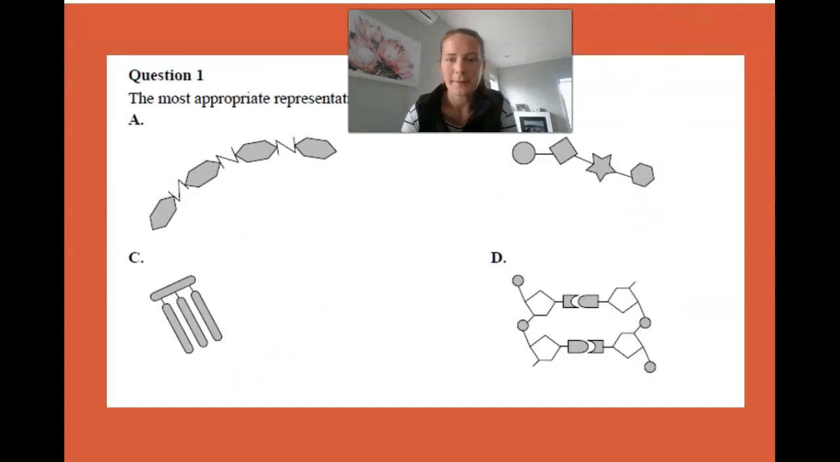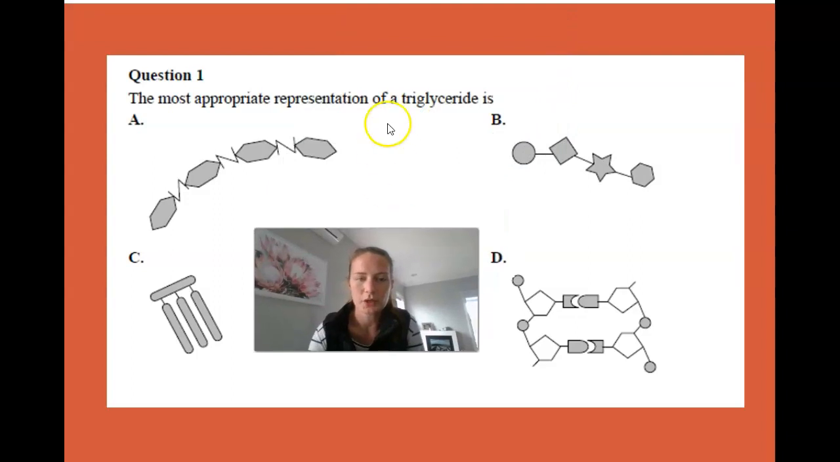So straight off the bat, a quick multiple choice question. This one asks for the most appropriate representation of a triglyceride, but let me rephrase the question: can you just identify all 4 of these? Hit pause, answer, and straight away the triglyceride would be this one. This represents the glycerol head and the 3 fatty acid tails, but just being able to recognize that that is a lipid structure is enough.